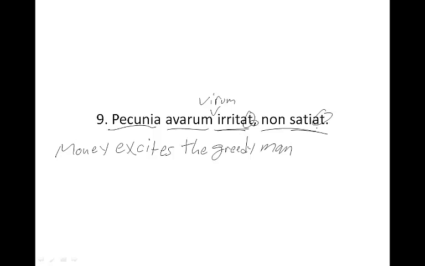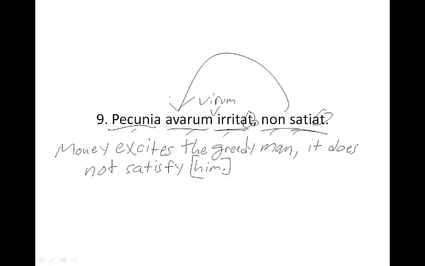And then we have non satiat. It does not satiate him, or it does not satisfy him. And this word him is not explicitly in the sentence because you can read it this way. Money excites the greedy man, does not satiate the greedy man, or him.